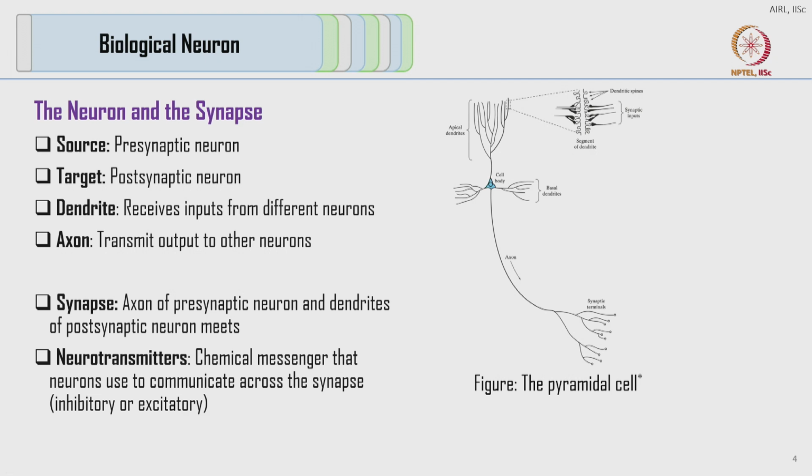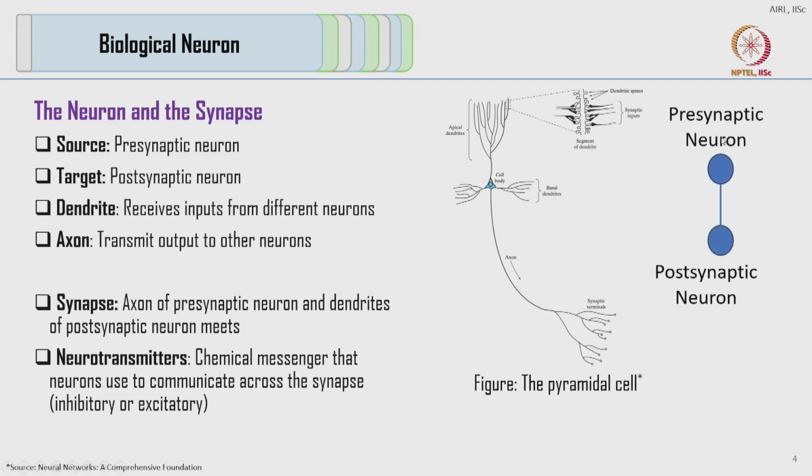There are neurotransmitters in the synapse, which are basically chemical messengers that neurons use to communicate across the synapse. They could be inhibitory or excitatory in nature, right? So basically, there is a presynaptic neuron which sends a signal to the postsynaptic neuron, and this is the synapse which we are trying to represent. These chemical messengers can amplify the signal or suppress the signal, which indirectly represents the weights of the neuron. If the weights are positive, it amplifies; if negative, it could suppress. That's how we have to interpret this.